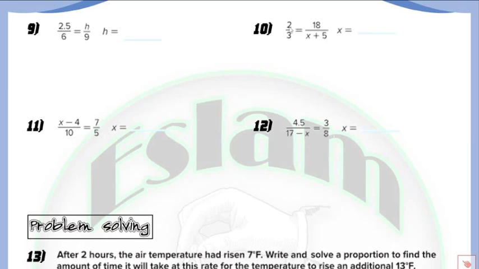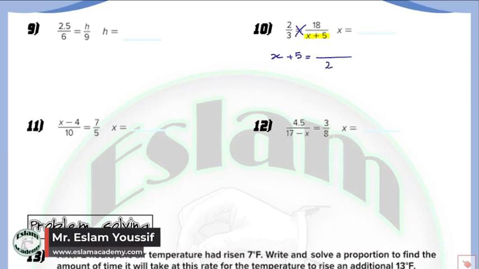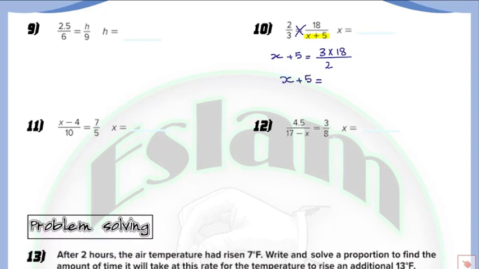In question number 10, we have 2 over 3 equals 18 over x plus 5. We need to find the value of x. At first, the denominator is x plus 5, so just write x plus 5 without any change. Now it will be equal to the number opposite to x plus 5 written down, and 3 times 18 written up. 3 times 18 divided by 2 equals 27. Then x plus 5 equals 27. Now we have an equation. To solve the equation, since we have plus 5, we use minus 5. Now we can say that x is equal to 22.